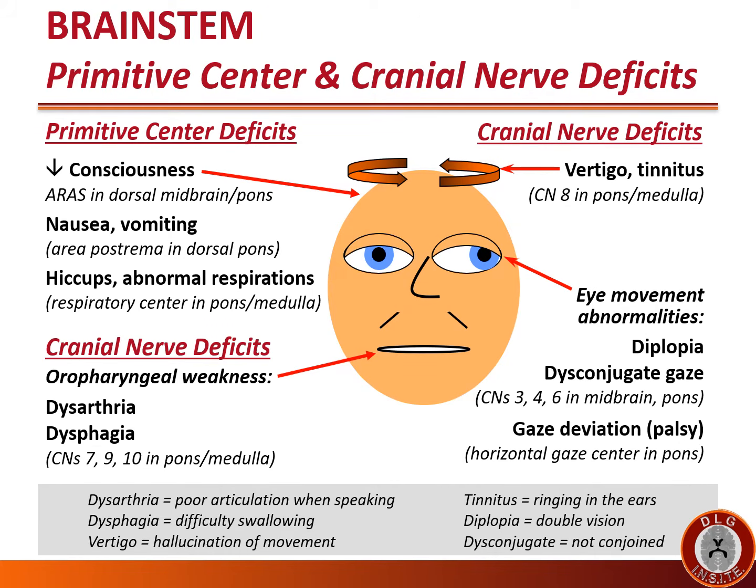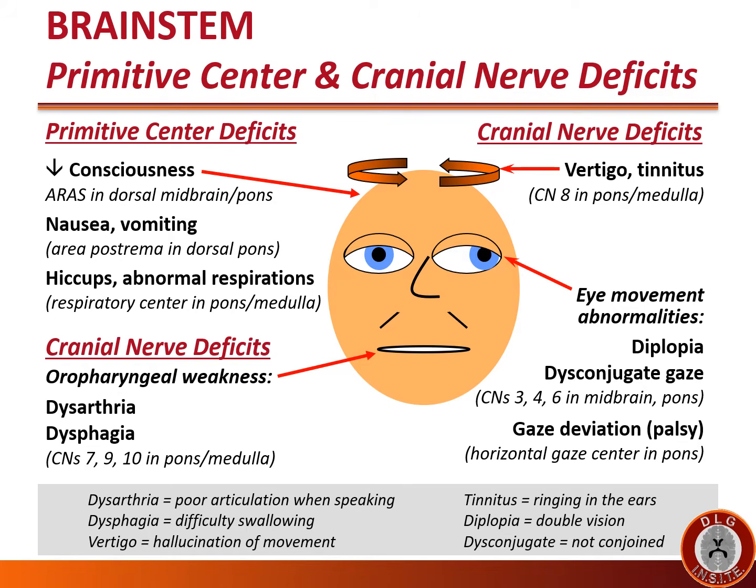The exam is that you see the two eyes not looking at the same thing. That's disconjugate gaze, abnormal conjoined gaze. The two eyes are not looking at the same thing. This is cranial nerves 3, 4, and 6 in the midbrain and pons responsible for this.